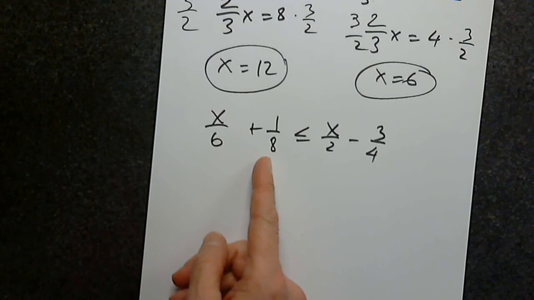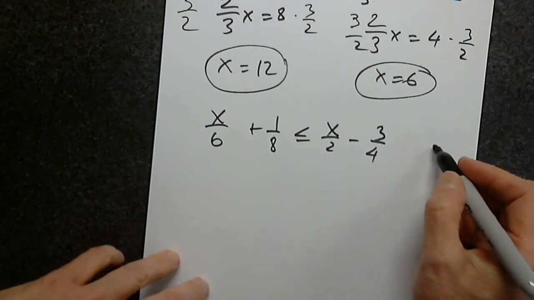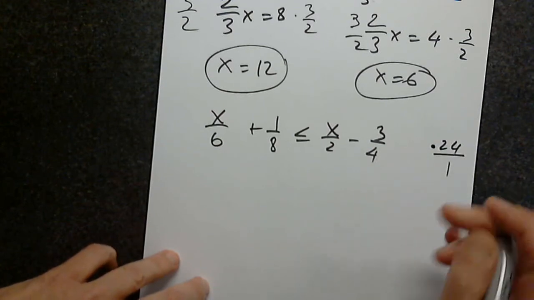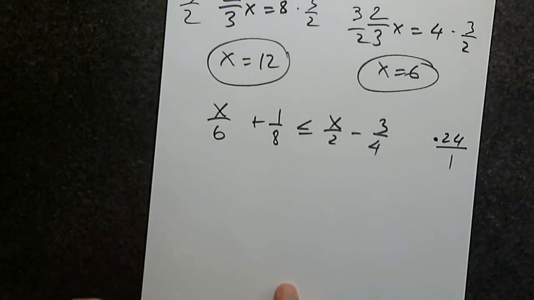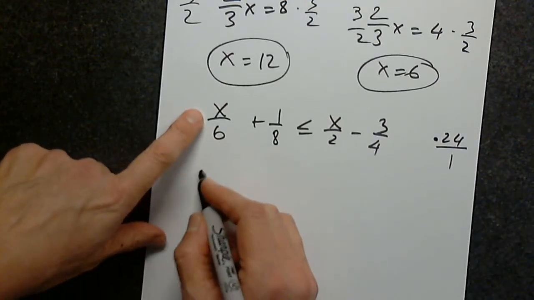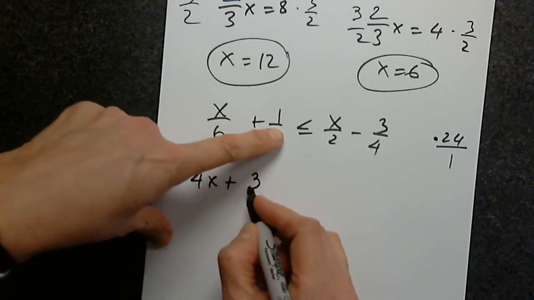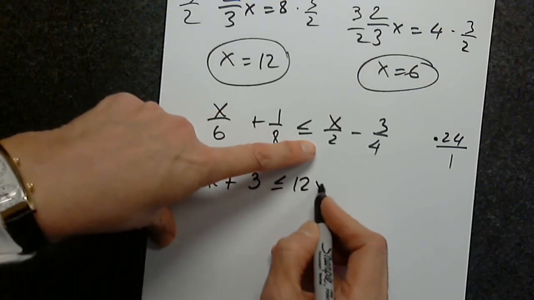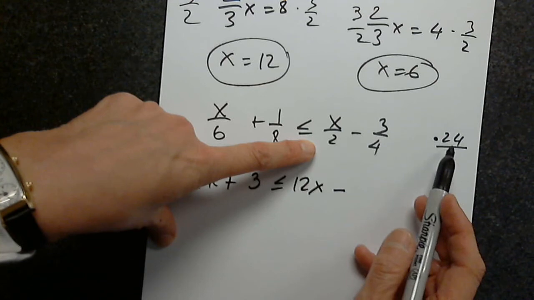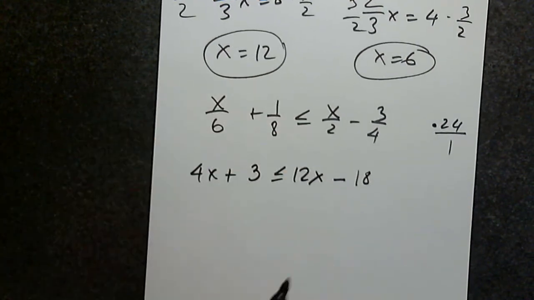No, because it's not divisible by 8. Yes, indeed. So we have to multiply by 24 over 1. So this becomes a 4x, this becomes a 3, this becomes a 12x, and this becomes 18. Now this is more human, I hope you agree.